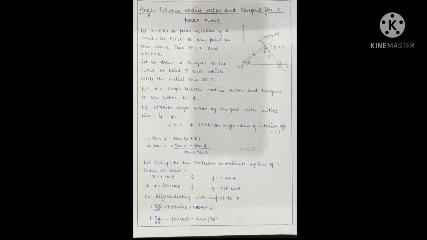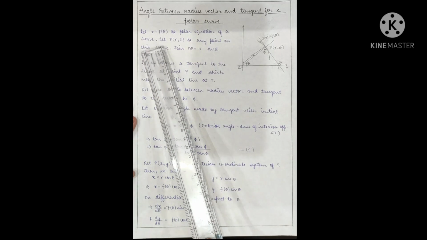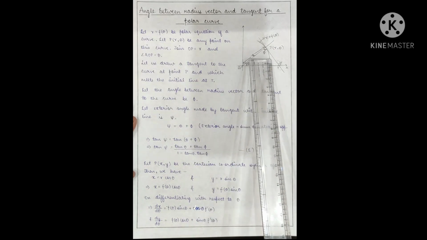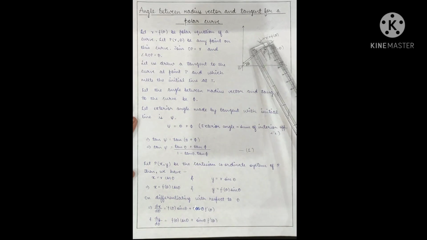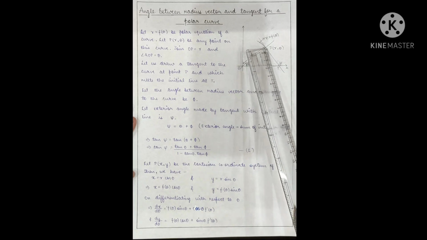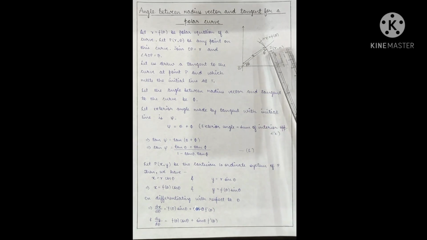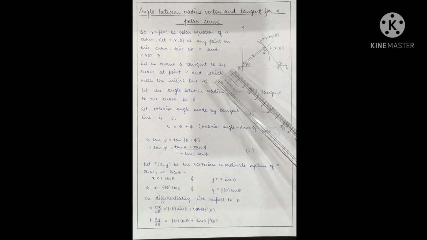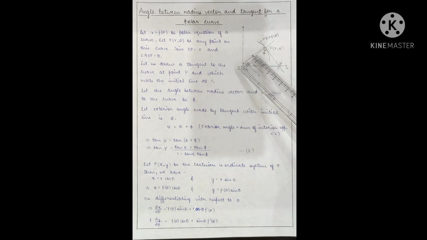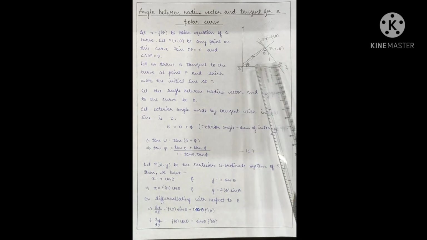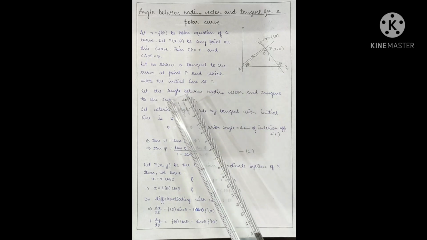Now I'll tell you how to calculate the angle between the radius vector and the tangent for a polar curve. For that we consider the polar equation of a curve as r equals f(theta). This is a curve, and P is any point on this curve whose coordinates are r comma theta. Then we join O and P, which equals r. It is also called the radius vector, and the angle AOP equals theta.